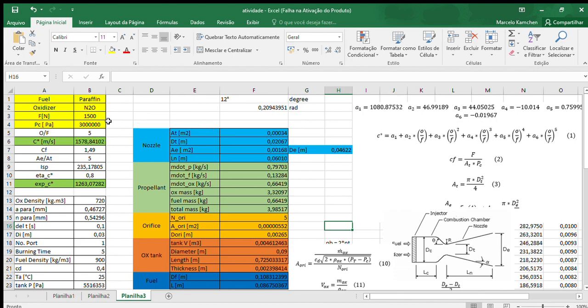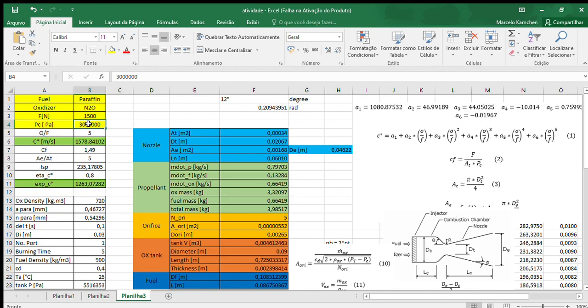Let's present in this lecture the calculation for the hybrid rocket engine design. The fuel used will be paraffin, and the oxidizer is nitrous oxide, N2O. The engine provides 1.5 kN of thrust with a chamber pressure of 30 bar and the oxidizer to fuel ratio, or the OF ratio, of 5.